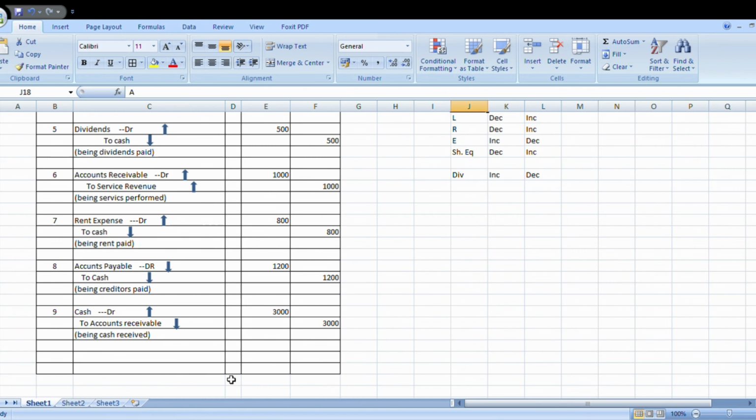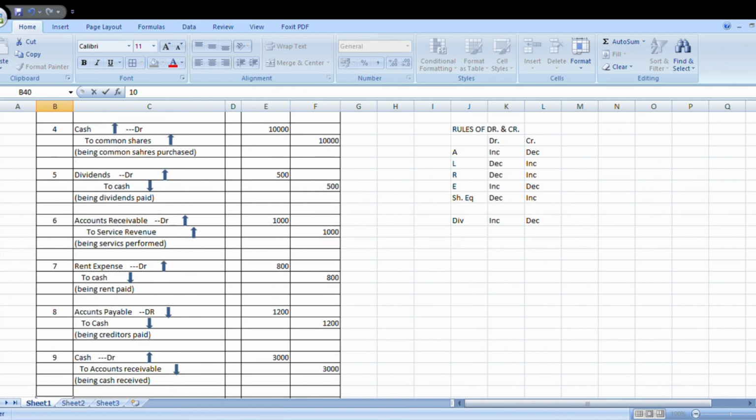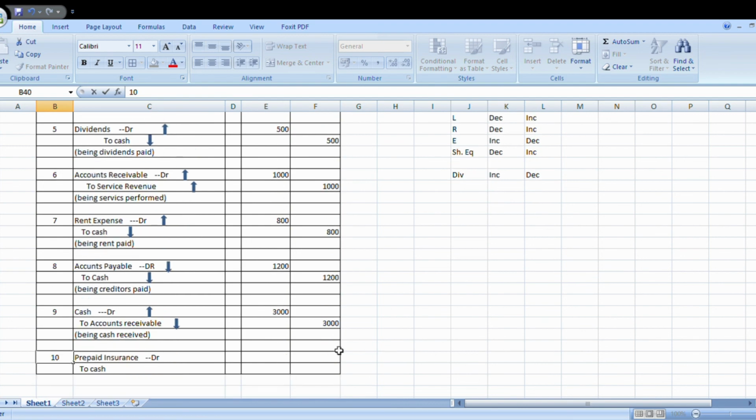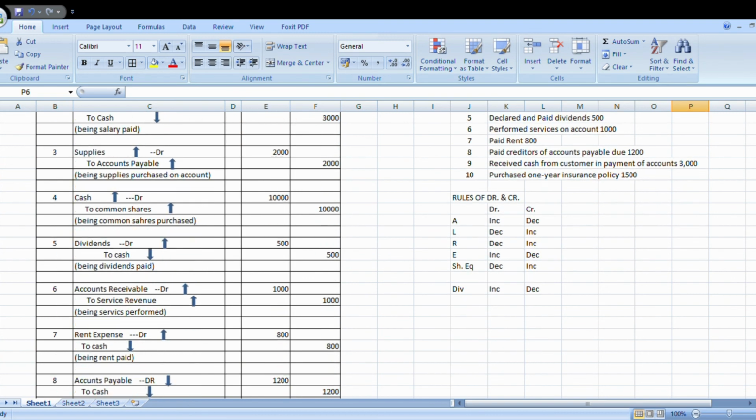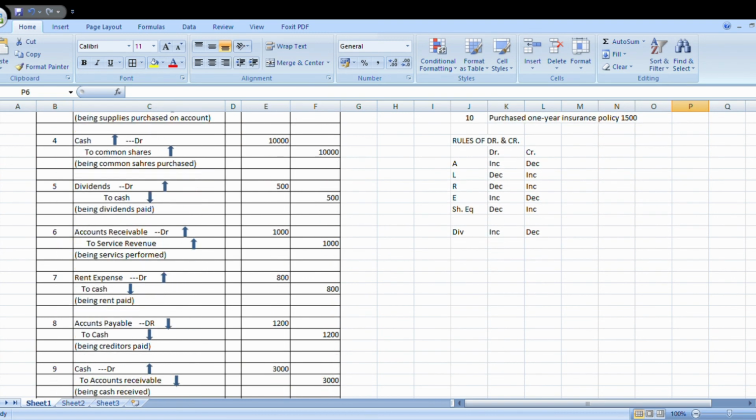So its journal entry will be prepaid insurance. Since it is your asset and your asset is increased, you will debit it and you will credit your cash, because another asset of cash is going out of your business. The amount here is 1,500. So these are all the journal entries which have been passed with respect to these transactions.